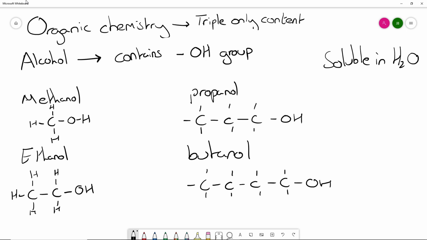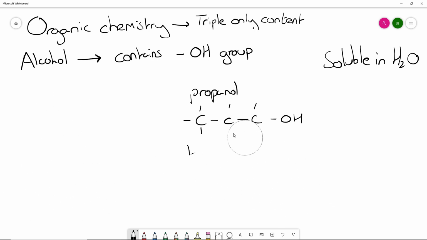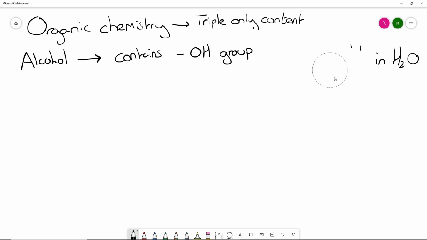So, combustion. Combustion works in the same way as alkenes and alkanes. You have complete combustion where you make CO2, and incomplete combustion where you make CO or C. Again, these ones are slightly smokier than your alkanes, but they still combust very easily. Next, we'll talk about adding to sodium.